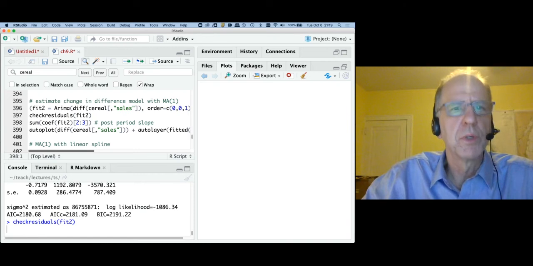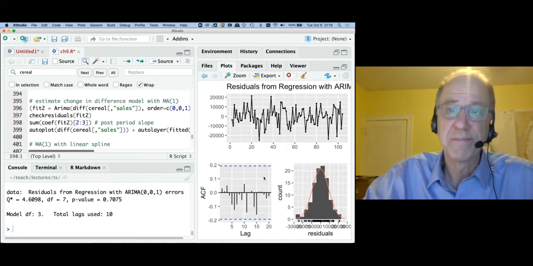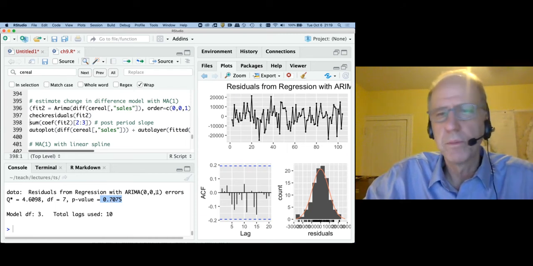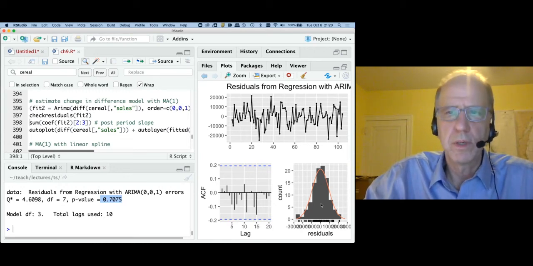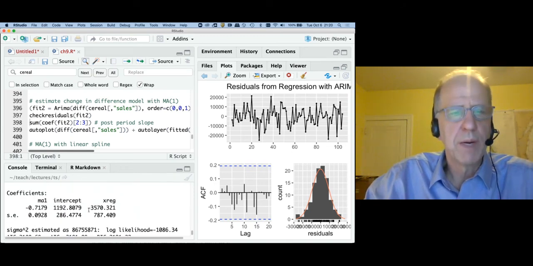Let's go look at our residuals. What we see with the residuals is they look great. There are no problems with the ACF. The p-value here is giant, so this model with a moving average really seems to have nailed it. And my time plot also looks really good. The errors are normal, so everything's looking really good. Let's go interpret this model.